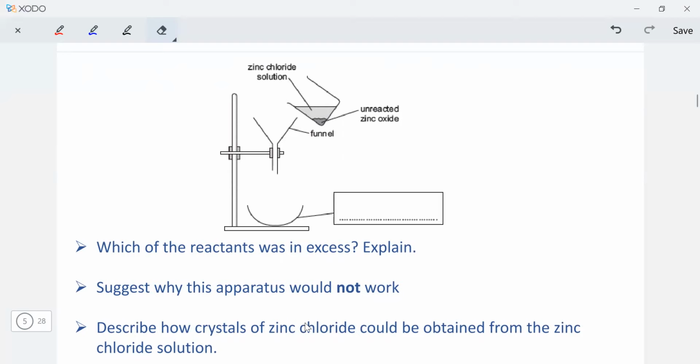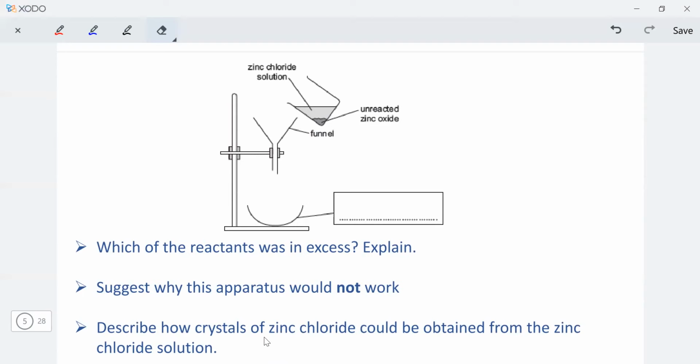Describe how crystals of zinc chloride can be obtained from zinc chloride solution. So I'm obtaining soluble crystals from its solution. How can I obtain soluble crystals? What would you do? It depends on how many marks the question is out of. First of all, let me tell you, if this question is out of 3 marks, what would you say? I'm going to say that you have to heat till crystallization point.